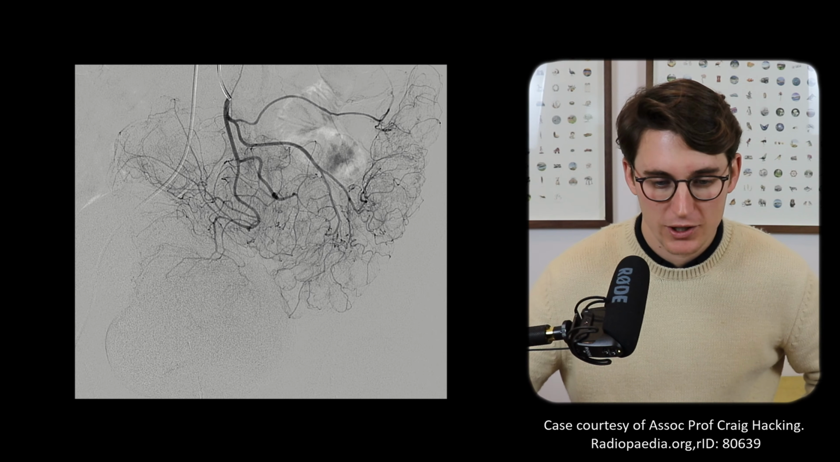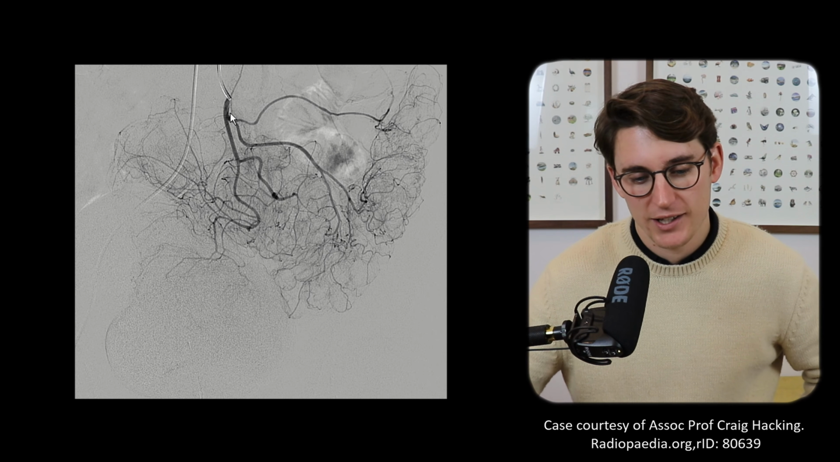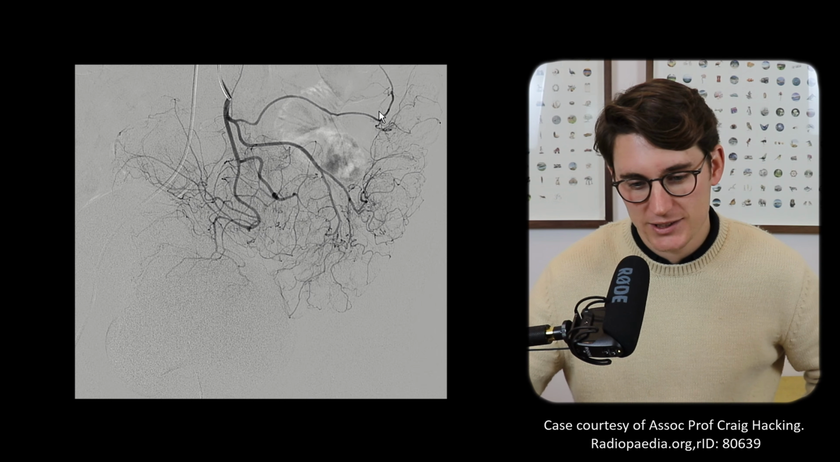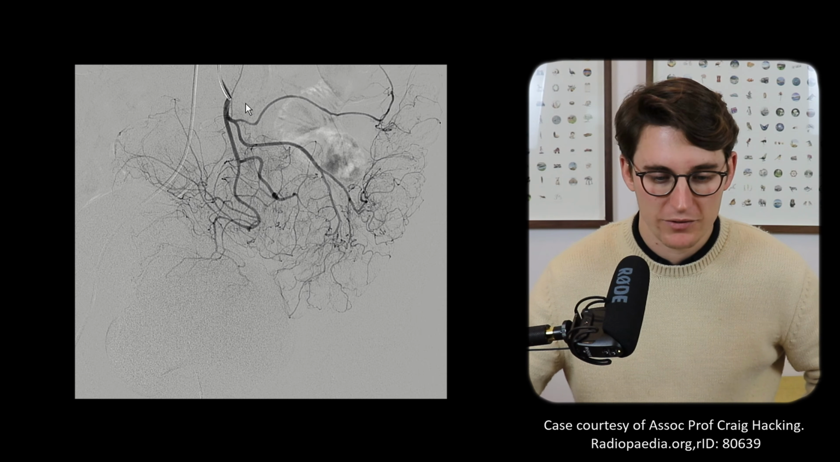So our catheter tip runs all the way here into our IMA. We can see our left colic being given off here. And if we scroll through a little bit, we can see this marginal artery of Drummond there, and it's going to actually supply our transverse colon above as well.